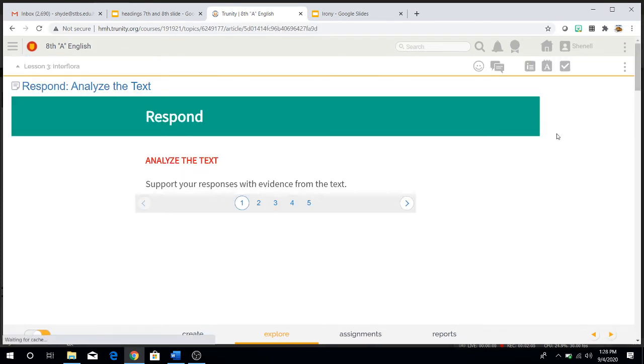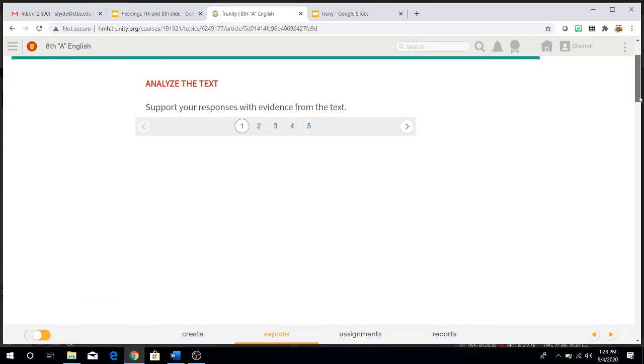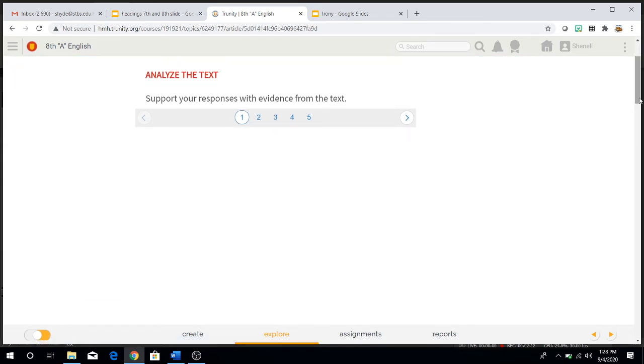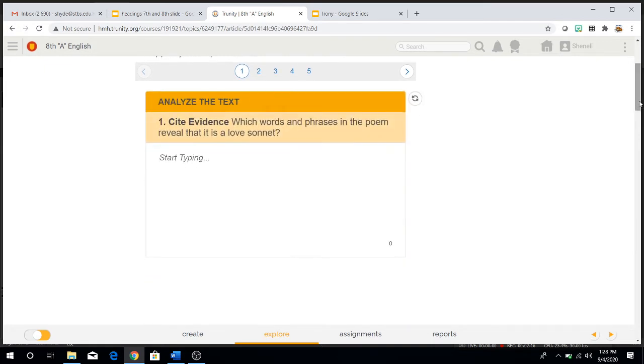Now it's time to analyze the text. Analyzing the text will support your responses with evidence. You have to support your responses with evidence from the text. Give it a second. Sometimes it takes a while to load. Here we go. First, analyze the text.